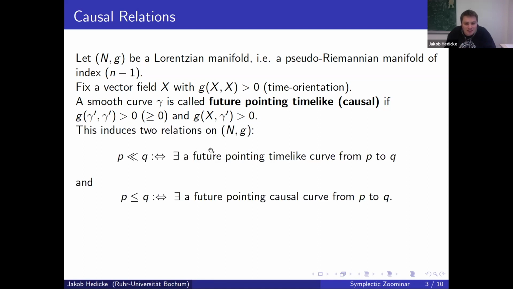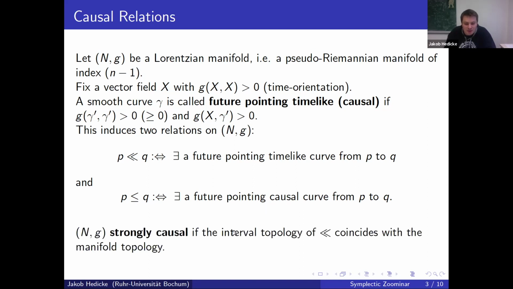And like in the contactomorphism case, they also give rise to two relations. We can say for two points P and Q that P is smaller than Q if and only if there's a future pointing time-like curve from P to Q. And the same with smaller equal: P is smaller equal to Q if there's a future pointing causal curve from P to Q. In the same way, one can also consider the interval topology of this smaller relation. And it turns out that in most physically reasonable situations, at least, this interval topology coincides with the given manifold topology. In this case, the manifold is called strongly causal.